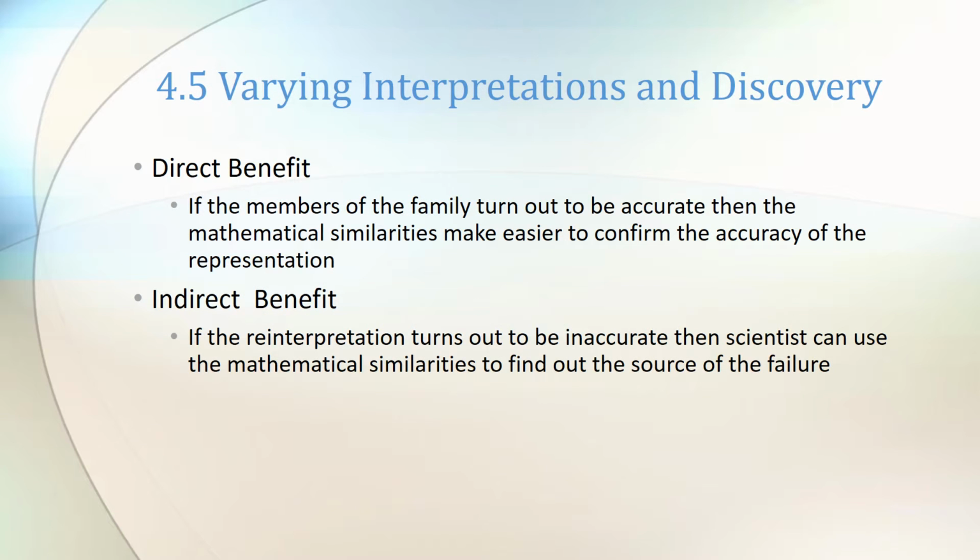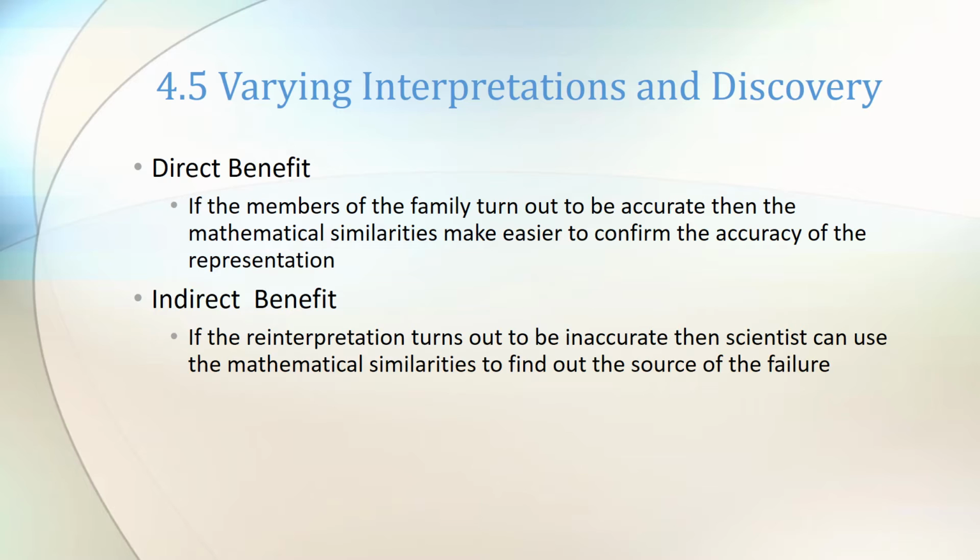According to Pincock, the mathematical similarities can contribute to the formulation or discovery of new scientific representations. We can observe two different types of benefits: the direct benefit and the indirect benefit. The direct benefit says that if the members of the family turn out to be accurate, then the mathematical similarities make it easier to confirm the accuracy of the representation.